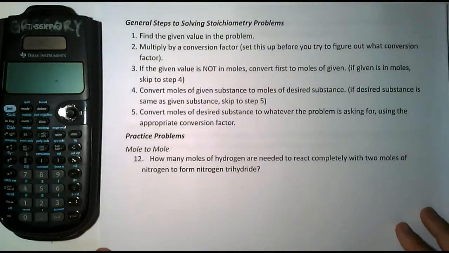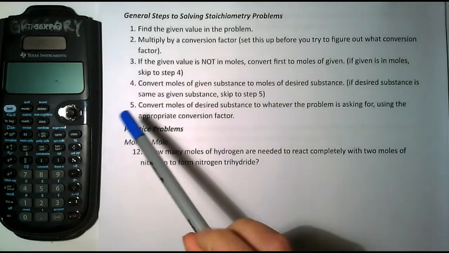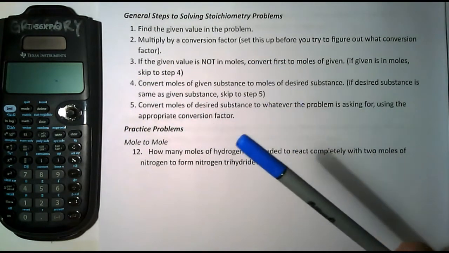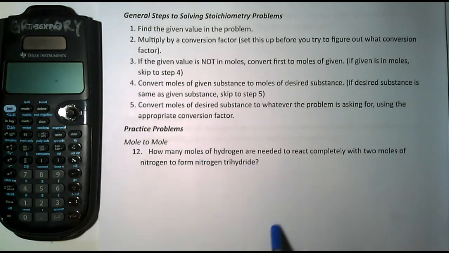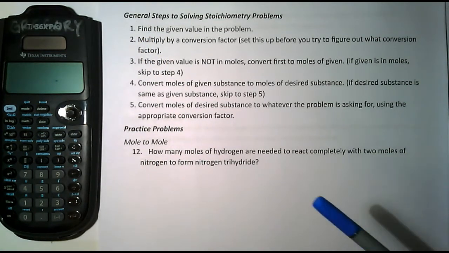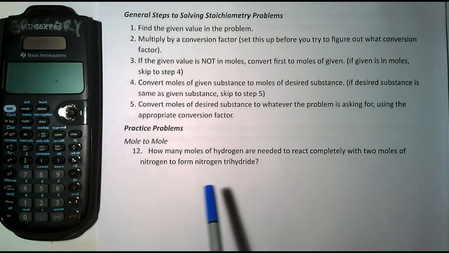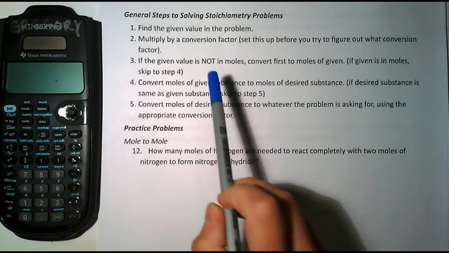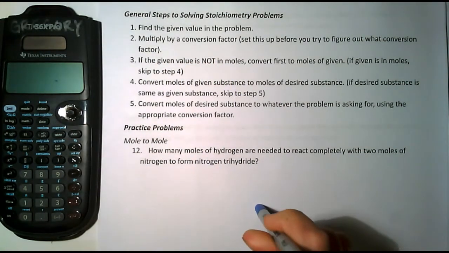So, first of all, some general steps in solving a stoichiometric problem. So first, you need to find the given value in the problem, and then you're going to write that given value down and multiply by a conversion factor. And you should set this up before you even worry about trying to figure out what conversion factor you're going to use. Just remind yourself, write the given value, multiply by a conversion factor. And if the given value is not in moles, we're first going to have to convert into moles.